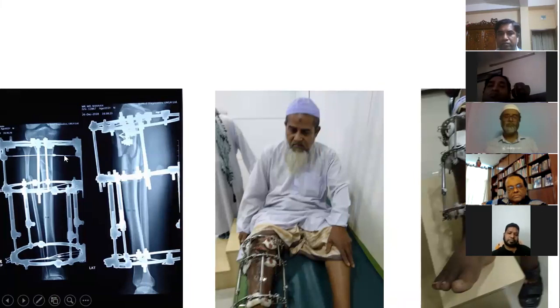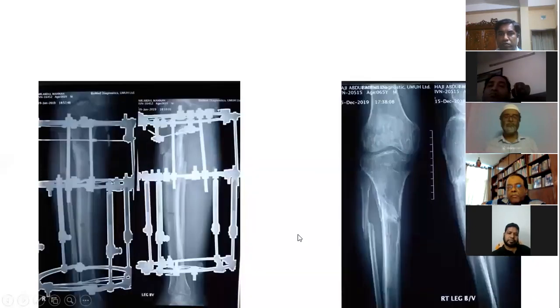Used here are the post and drop wire, and also the threaded telescopic rod here. You can see. And lastly, 2 months and 3.5 months after removal of the Ilizarov ring, nicely united.